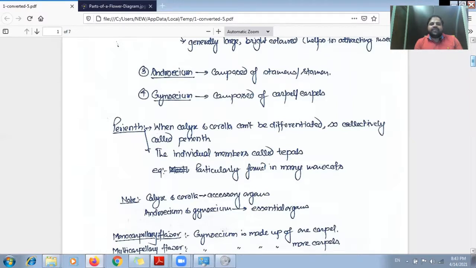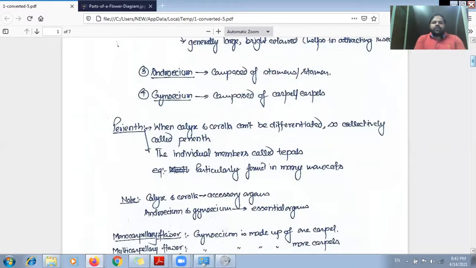So perianth is nothing but when the flower has a similar structure of calyx and corolla, and we cannot say that this one is the corolla and this one is the calyx. Altogether, they are called perianth, and a single member is called a tepal.